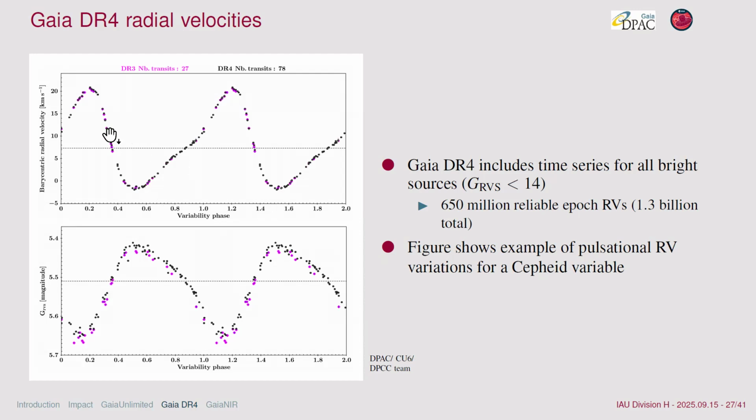This here is an example of a Cepheid variable, where on top you see the radial velocity variation, and at the bottom you see also the light curve of the star, basically tracing the pulsations of this Cepheid variable, where you have the expected antiphasing of the light curve and the radial velocity time series. And we expect there will be about 650 million reliable epoch radial velocities. So again, a huge data set for you to work with, out to magnitude 14.